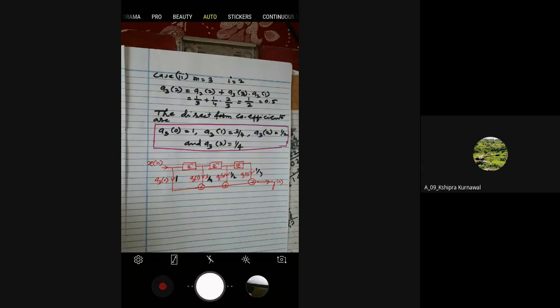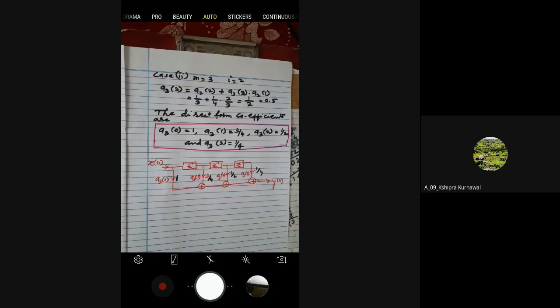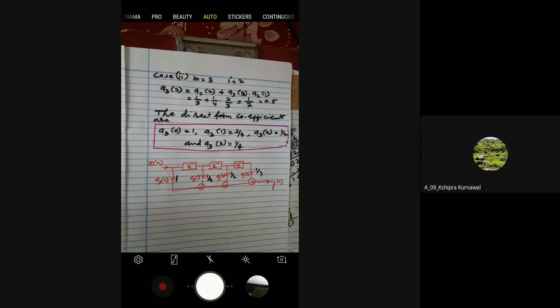Understood? Any confusion here? No, sir. So this is the way we convert lattice coefficients to direct form coefficients. Let us take one more example.